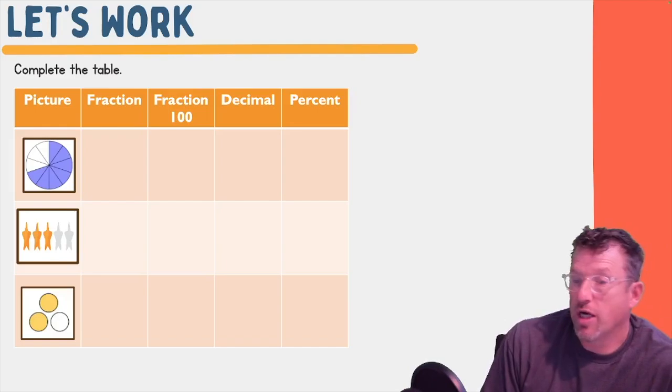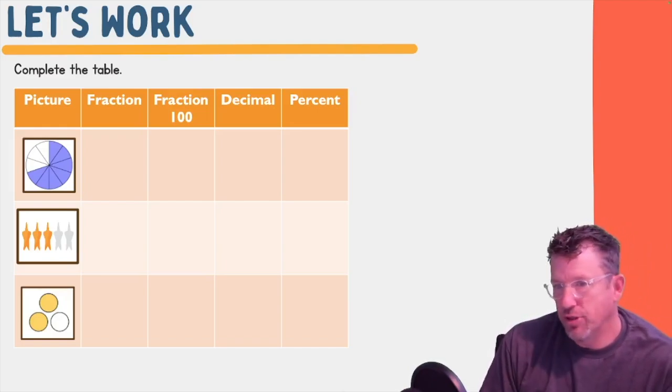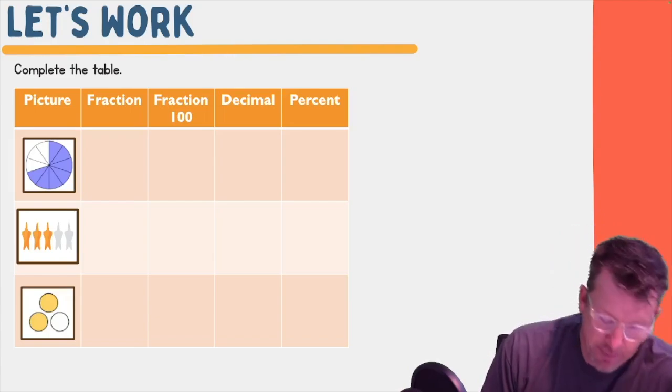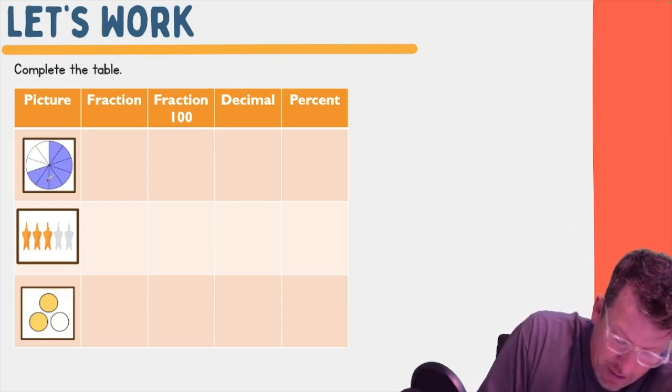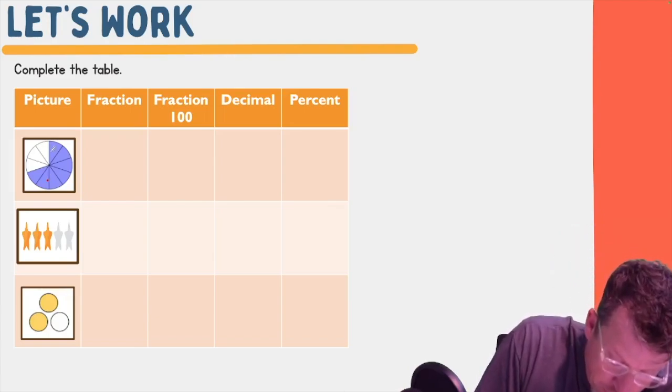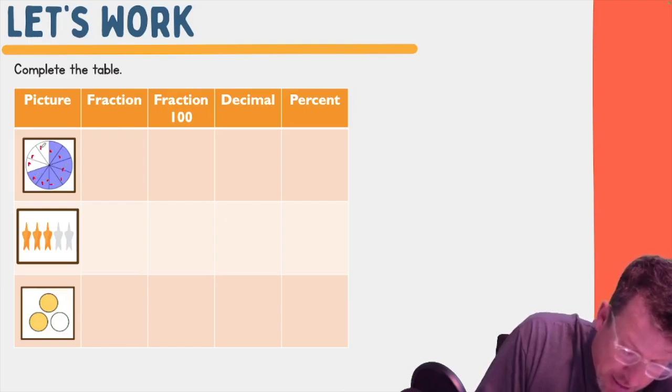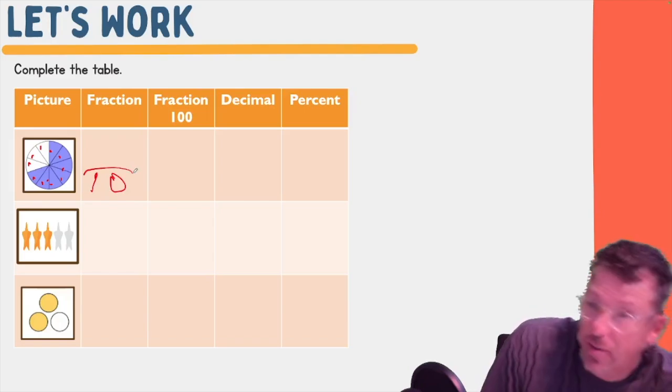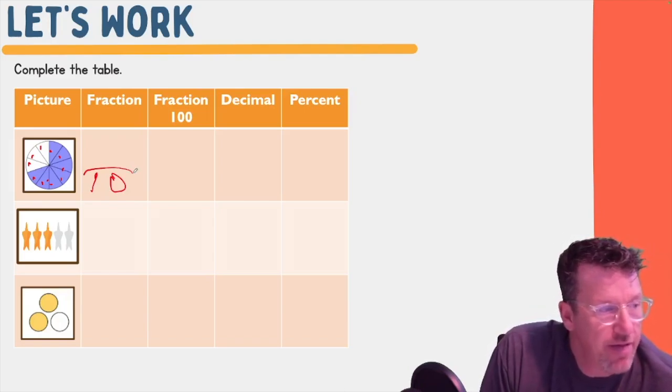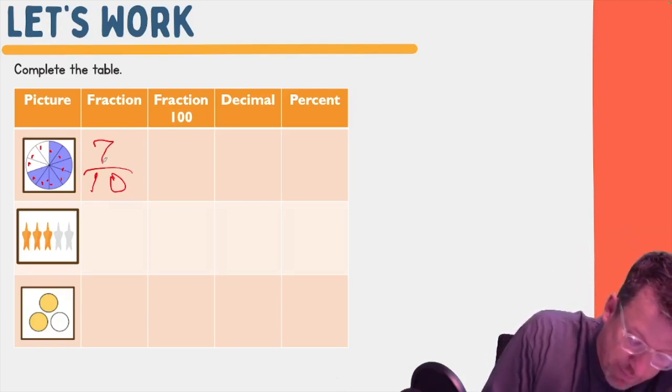So let's do a couple on our own. Let's look at this and say, how do we make all that work, that mumbo jumbo you just talked about? Well, let's make an example out of it. Here we have a piece that's cut into 1, 2, 3, 4, 5, 6, 7, 8, 9, 10. So it is out of 10, okay? And how much of it is colored in? 7, okay?